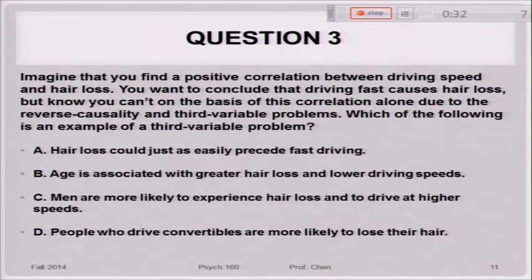A, hair loss could just as easily precede fast driving. B, age is associated with greater hair loss and lower driving speeds. C, men are more likely to experience hair loss and to drive at higher speeds. And D, people who drive convertibles are more likely to lose their hair. Okay, A, B, C, or D?